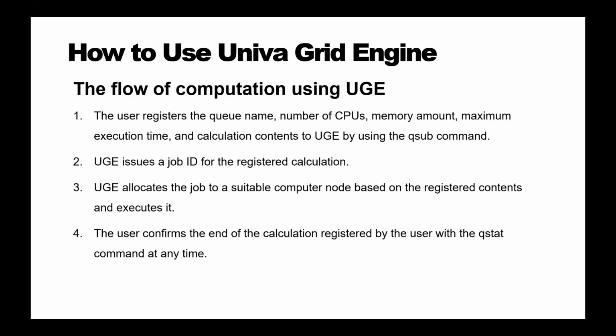We have introduced a job scheduler called Univa Grid Engine. The flow of computation using UGE is as follows. The user registers the computational resources to be used and the computational contents in UGE. UGE issues a job ID to the user. UGE assigns the jobs to available computers to perform computation based on the registered information.